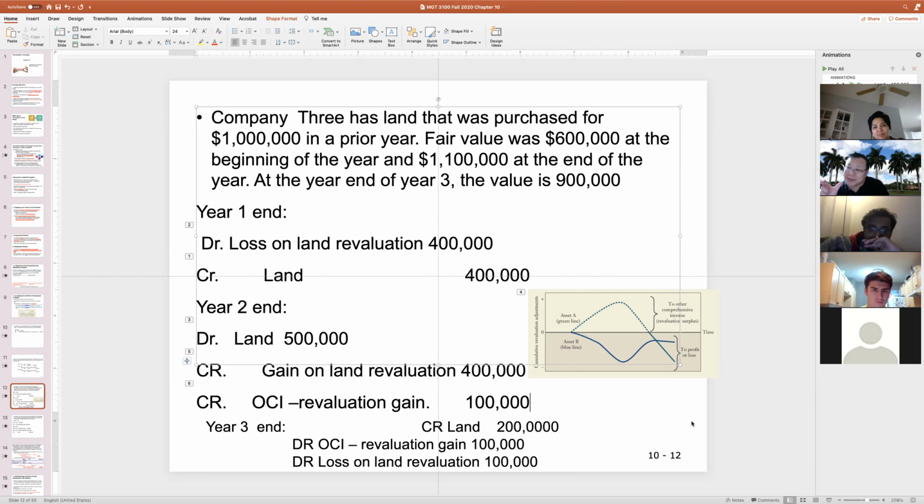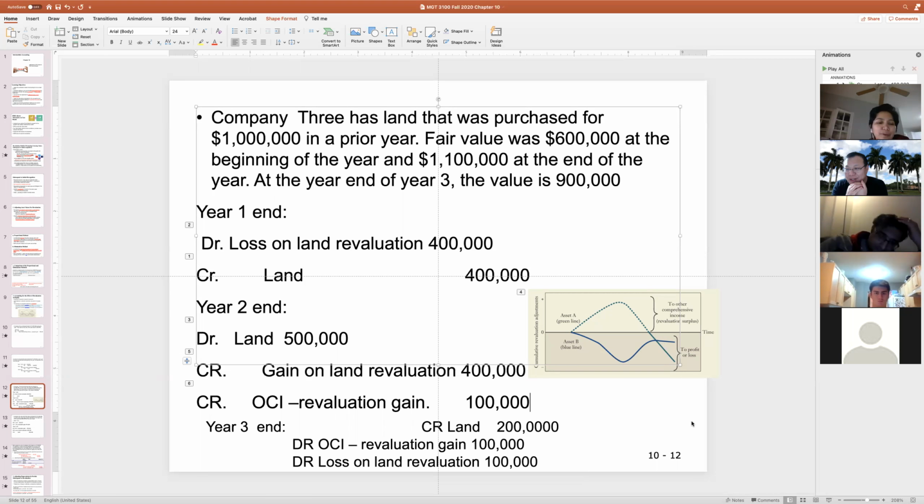You have to always think about where you are now. Am I at a gain position or a loss position? You have to deal with that first, and then you think about the loss or the gain. Does this make sense?